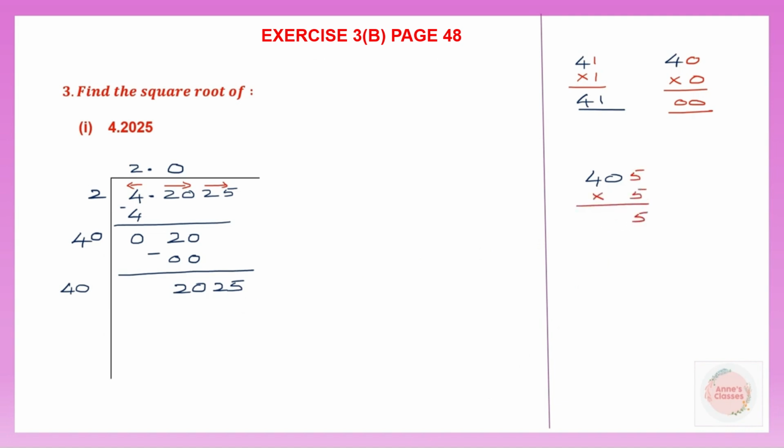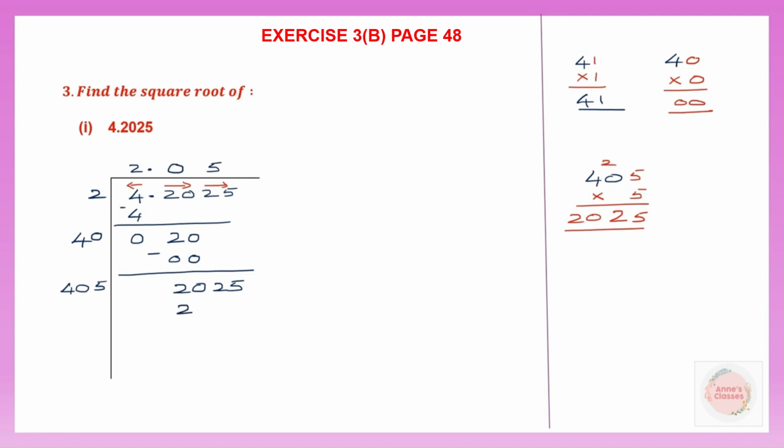5 5s are 25. Carry 2. 5 zeros are 0, bring down 2, 5 fours are 20. So here we have 2025. Here also we have that. That means next to 40, I have to put the number 5. So let me put that number 5 here and 5 here. So 405 is the number now.